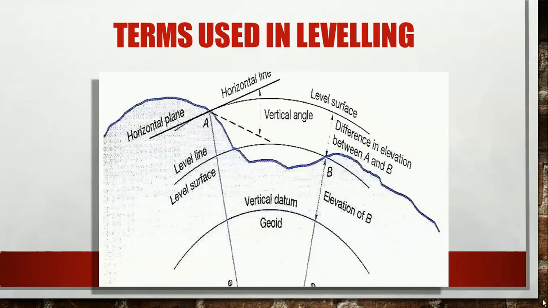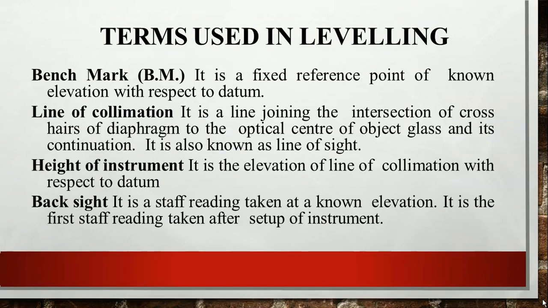Next, as I already discussed the terms used in leveling, here in this image you are able to see that the line lying on the level surface is called the level line. A line tangential to the level surface is called the horizontal line, and it lies on the horizontal plane. Moving forward, the next is benchmark.